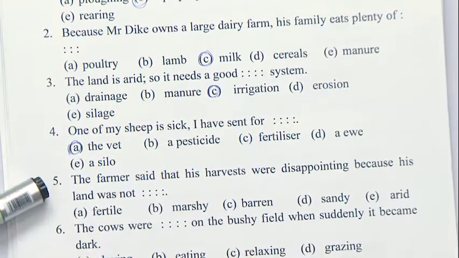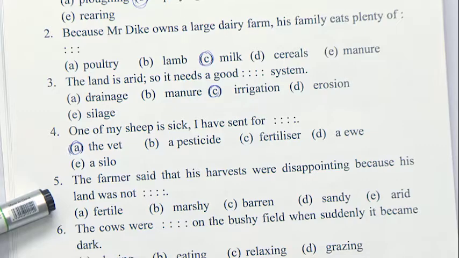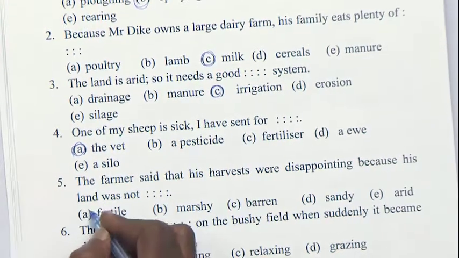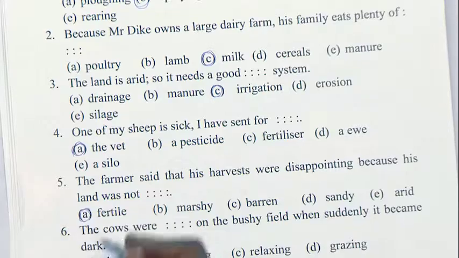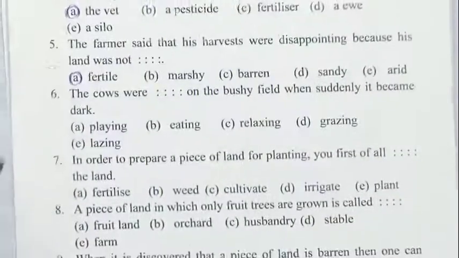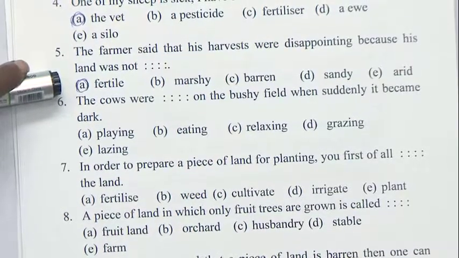The farmer said that his harvest was disappointing because his land was not what? Fertile. That is the thing. When you say a land is fertile, it produces a lot of things. Therefore, the farmer can have a bumper, very huge harvest.